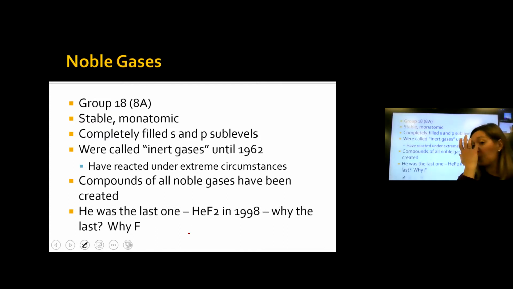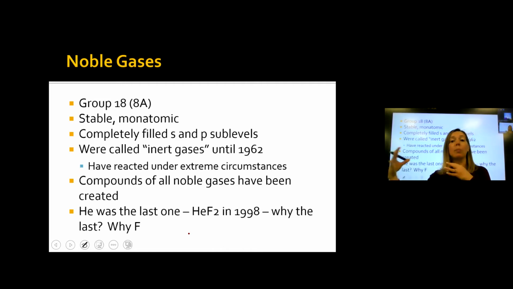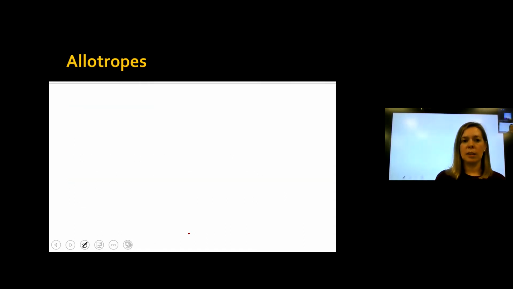And helium was the last one that they were able to get to react because helium is going to have a very small radius, so that nucleus is very close to the valence shell. So the attraction between helium's valence electrons and the nucleus is going to be greater than it would be in the other noble gases. The bigger noble gases would be slightly easier to react.